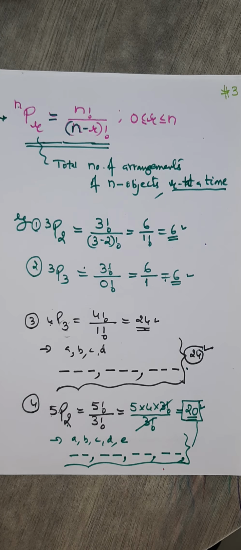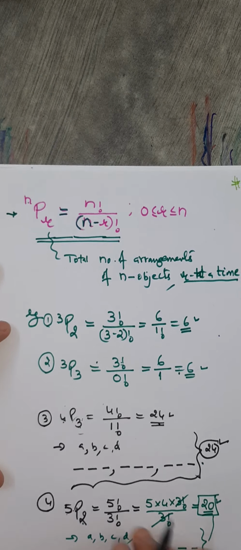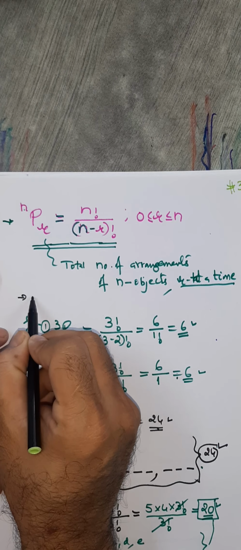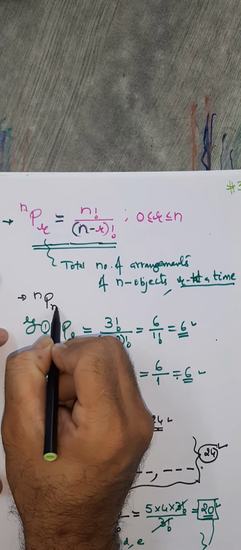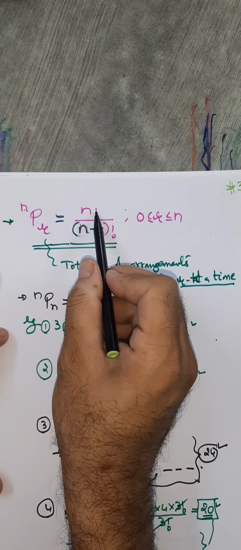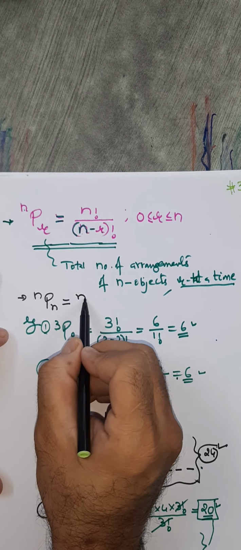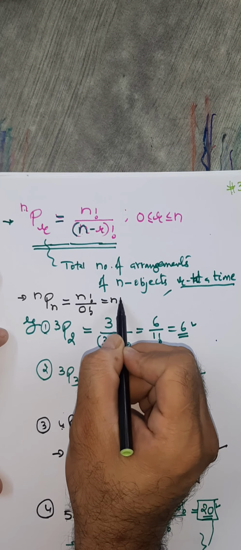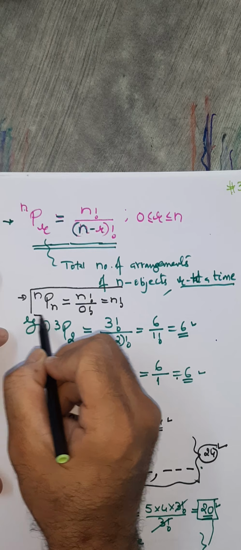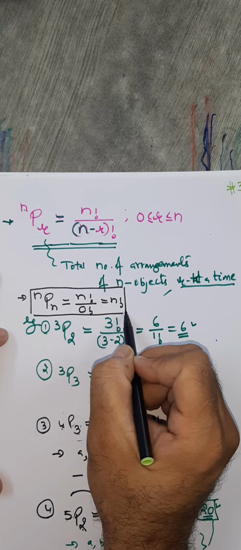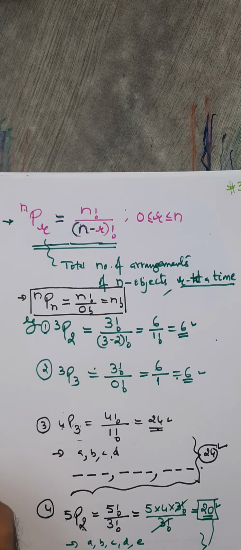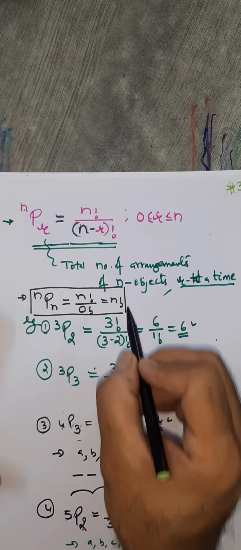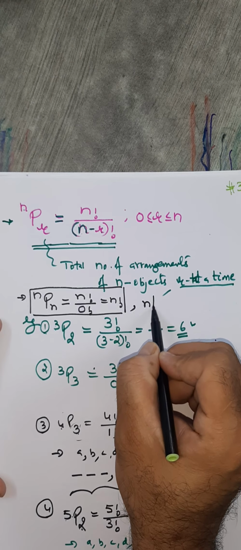Now 2 things we note about this formula here. Number 1, what is nPn that I want to write? nPn, that is all are taken together. n factorial upon n minus n, that is 0 factorial. So nPn is n factorial, remember. nPn is what? n factorial. This should be noted here. nPn is n factorial.